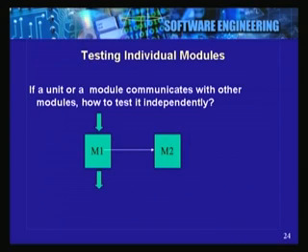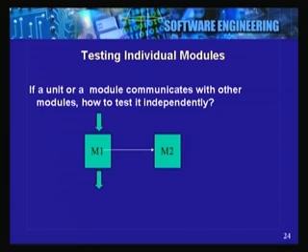So let us look at testing of individual modules. If a unit or the module communicates with other modules, how to test that module independently? Given a module, if it depends on other modules. So for example, in this picture you have M1 and M2. M1 is ready, M2 is not ready, and now you want to test M1, but M1 makes a call on M2. How are you going to test M1? What will you do for M2?